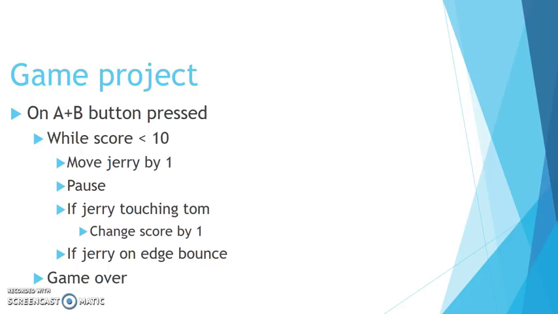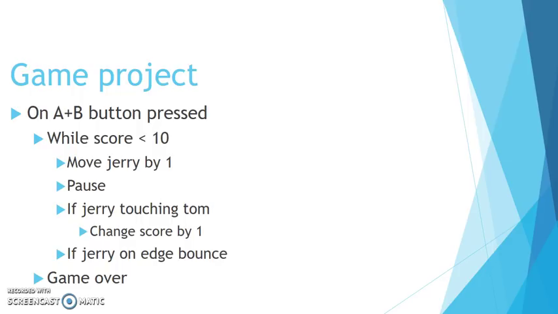And what we're going to do here is, while the score is less than 10, we're going to move Jerry by 1, and we're going to pause, and then we're going to check if Jerry is touching Tom, we'll change the score by 1, and then eventually the score will no longer be less than 10, and that will give us a game over. But if Jerry is on the edge, we're also going to bounce him. So what's going to happen with Jerry is he's just going to move over and back along y equals 2, so it's just going to be right along the middle of the microbit.